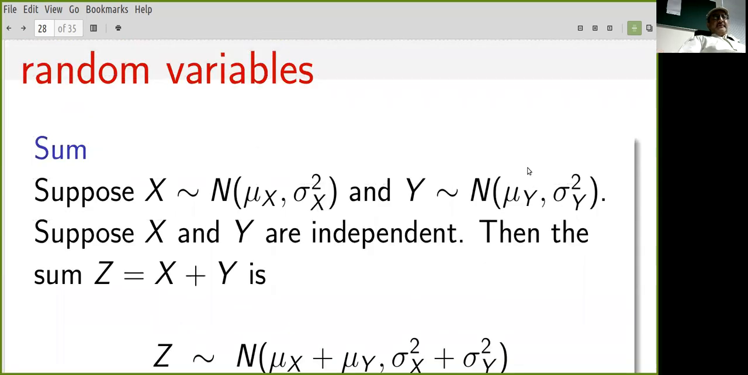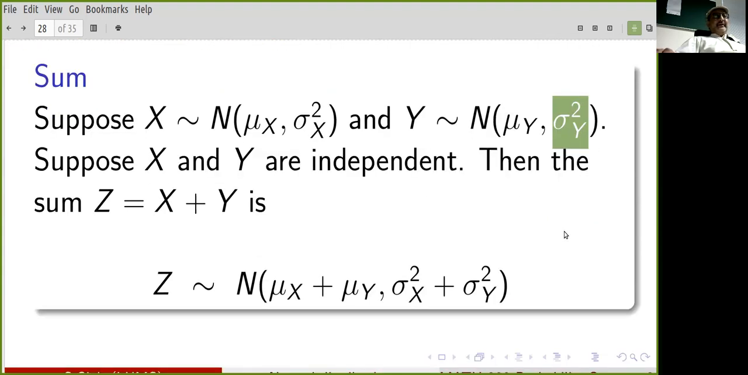Okay, what happens if you sum two random variables? So X is normal with an expectation mu sub x and a variance sigma sub x squared. And Y is also a normal random variable, and it has an expectation mu sub y and a variance sigma sub y squared. And supposing that they're independent, okay, this is important. You have to suppose that they're independent.